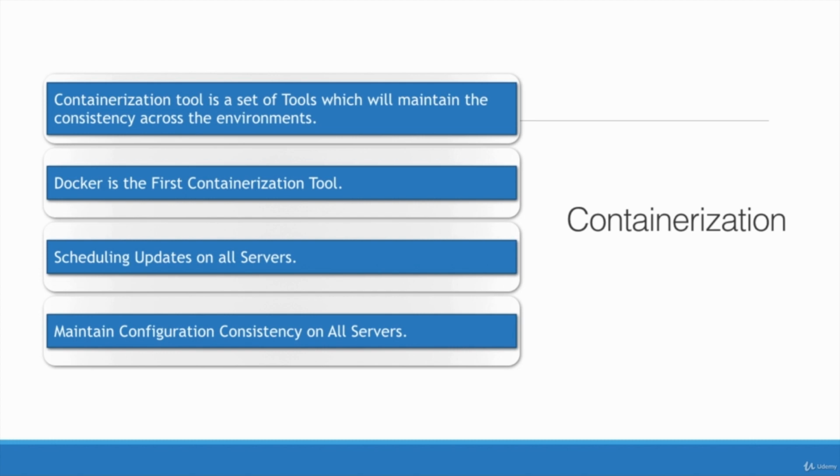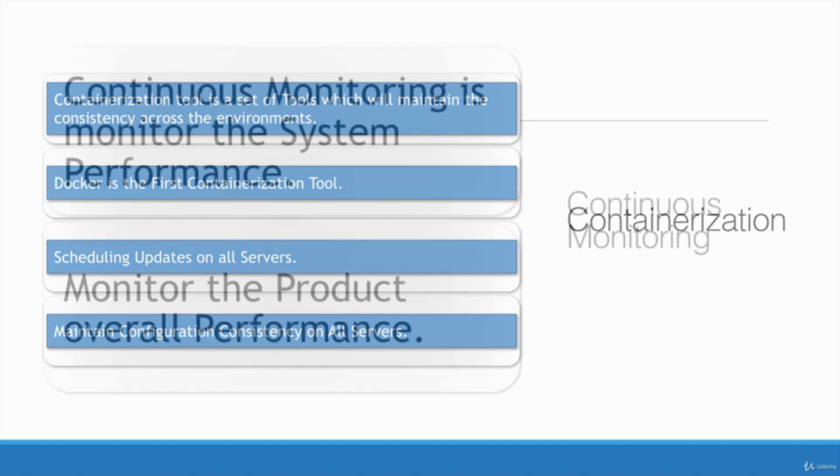So don't worry if you are not able to relate these things right now. When we go through the Docker part, you will understand all of this. Docker is the first containerization tool in the market, right? Scheduling updates on all the servers is also part of containerization, which means if in my release 2.6 I have updated my authentication service from 4.3 to 4.4, then all the containers running on all the servers should be updated with the authentication service 4.4 version, right? Maintaining configuration consistency across all the servers is part of containerization.